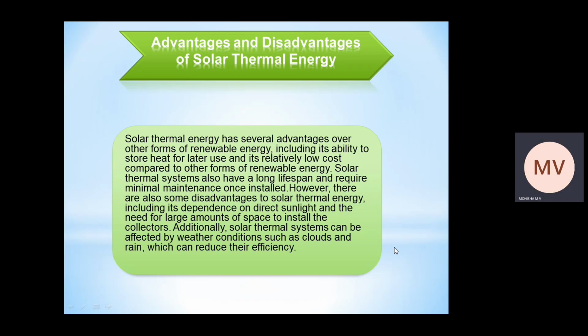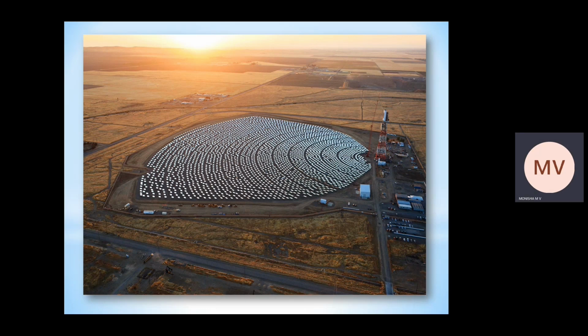However, there are also some disadvantages to solar thermal energy, including its dependency on direct sunlight and the need for a large amount of space to install the collectors. Additionally, solar thermal energy systems can be affected by weather conditions such as cloud and rain, which can reduce their efficiency. This is an industrial area which generates solar electricity using solar thermal energy.